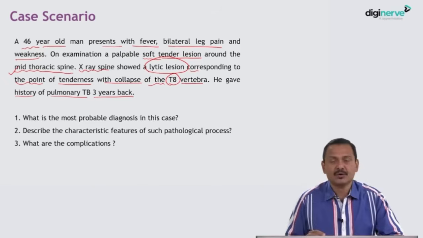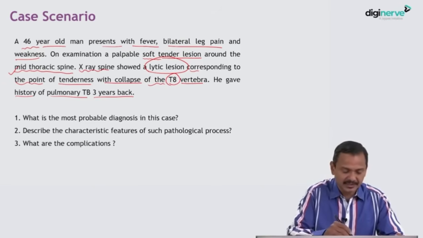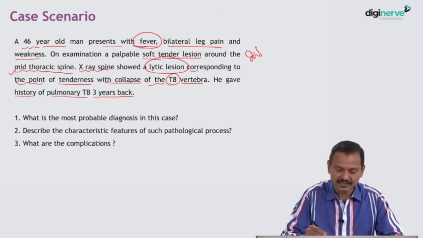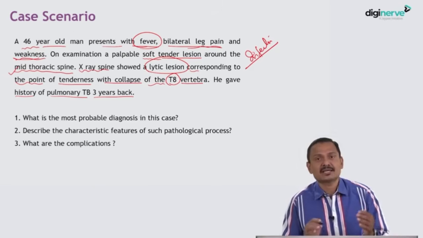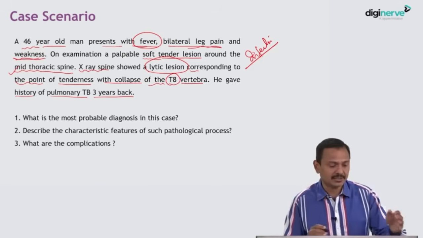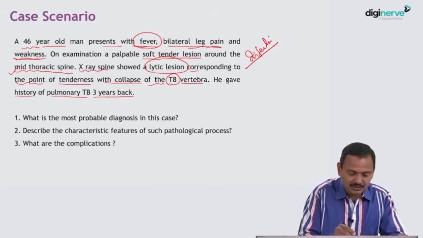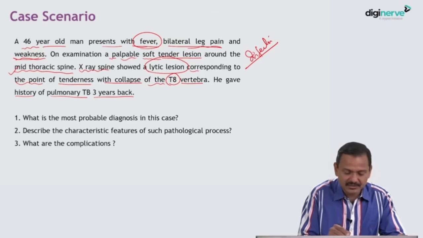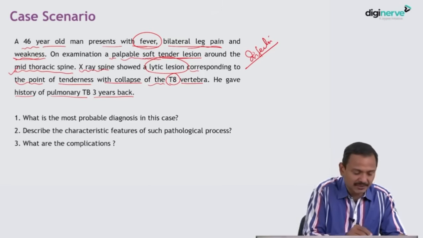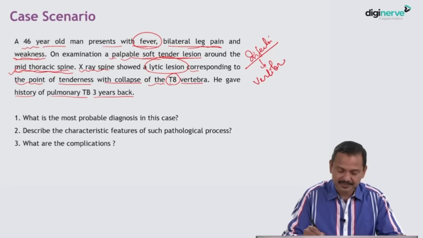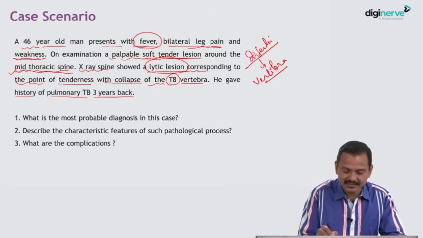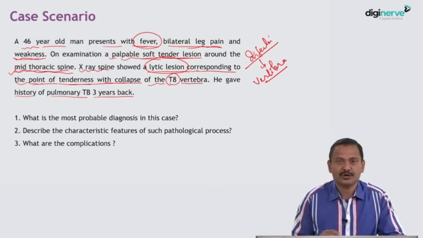So if we assimilate all these clinical features and our radiological features, the first important point is fever. So there is infection. Bilateral leg pain and weakness. So there is some sort of compression of the spinal cord. Okay? So that we will come later. Now there is a soft palpable lesion around the mid-thoracic spine. So the infection has affected the vertebra. And here you can see there is a lytic lesion corresponding to point of tenderness.